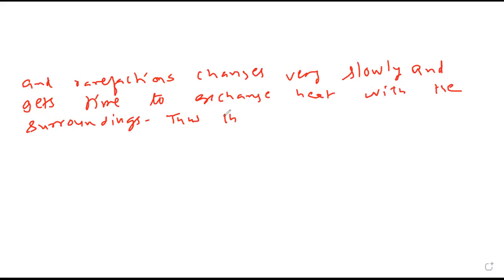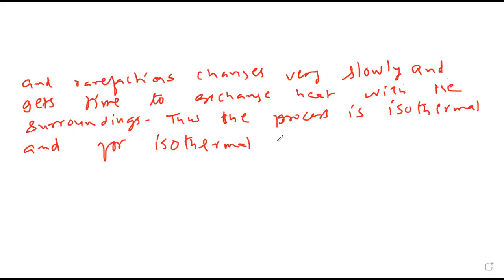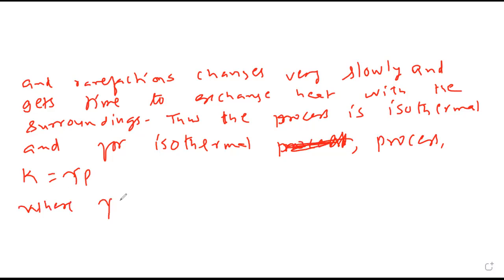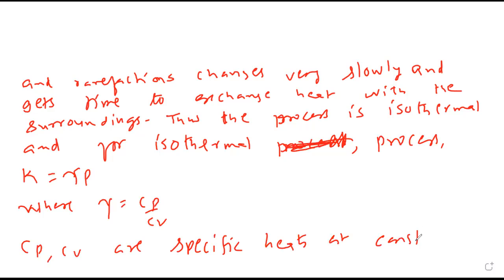Thus, the process is isothermal, and for isothermal process, K equal to gamma P, where gamma equal to Cp upon Cv. Cp, comma, Cv are specific heats at constant pressure and volume respectively. Just copy this much.